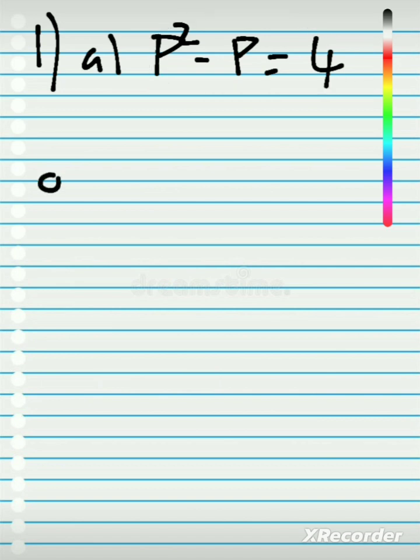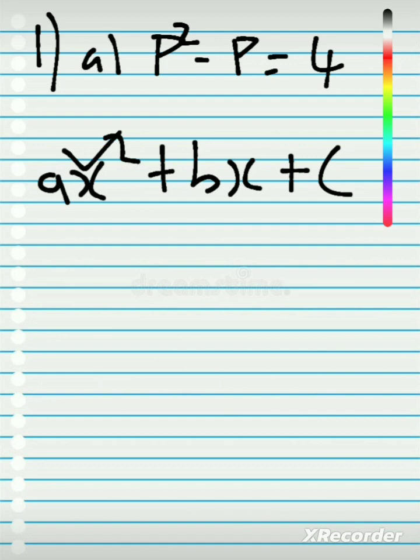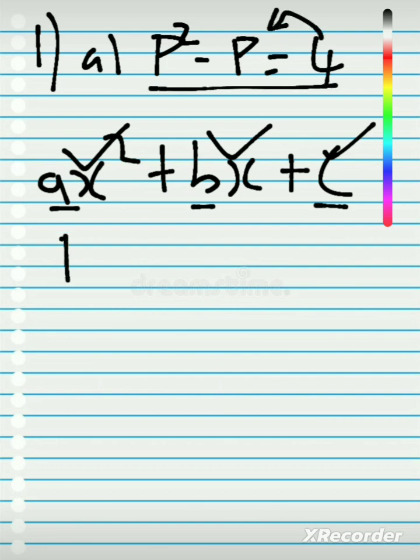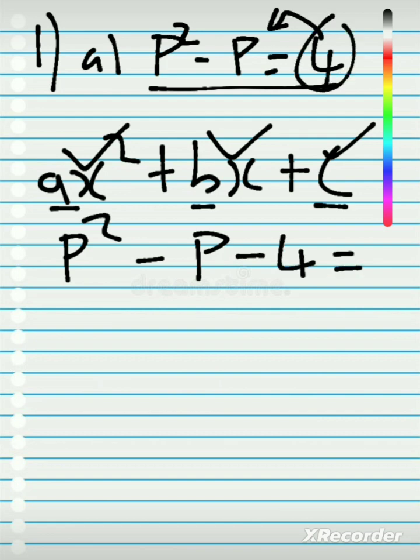A standard form should have the x squared term first, then the term that has x, and the term that does not have any x. So you have to make sure they are put in this form, and this is your a, your b, and your c. They are going to be numbers: a number in front of x squared, a number in front of x, and a number that does not have x. So we bring this 4 to this side, so it will become p squared minus p minus 4 equals 0, because when it crosses the equals sign, it becomes minus 4. Nothing remains on the other side, so 0.